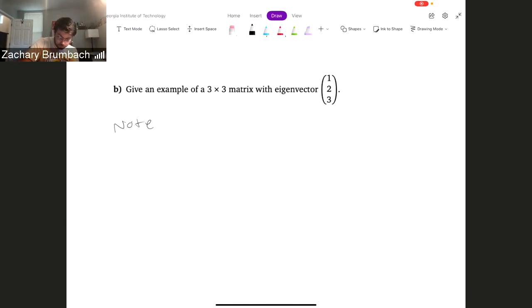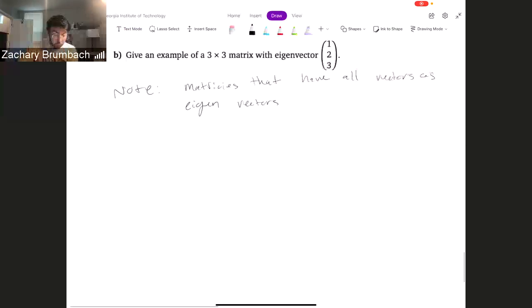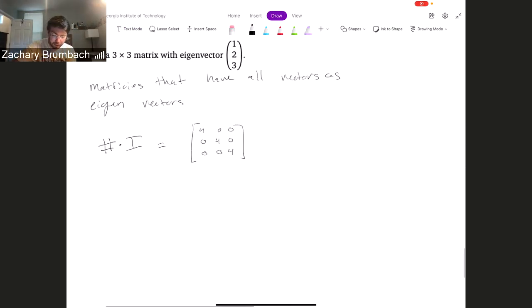Something to note. There are matrices that have every vector as an eigenvector, okay? What are they? Well, they all have the form of some number times the identity matrix, okay? So it'll look something like this. Whatever vector you put in, that vector has the form A, B, C, you're always going to get 4A, 4B, and 4C, which is 4 times our original vector, which means it's an eigenvector, okay?